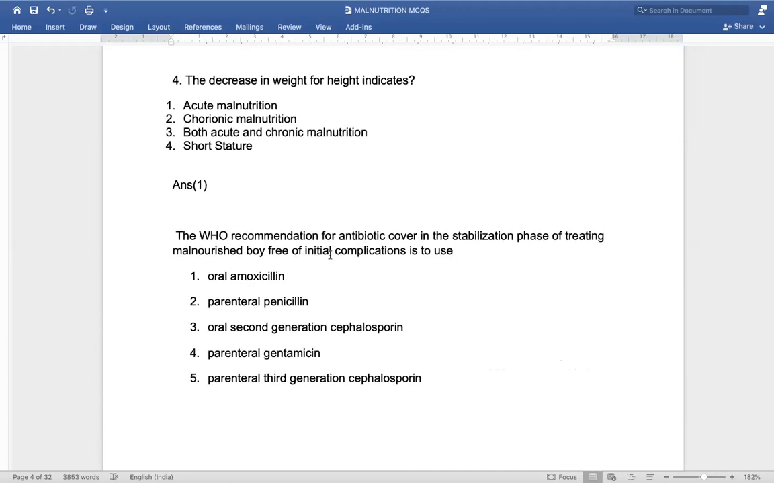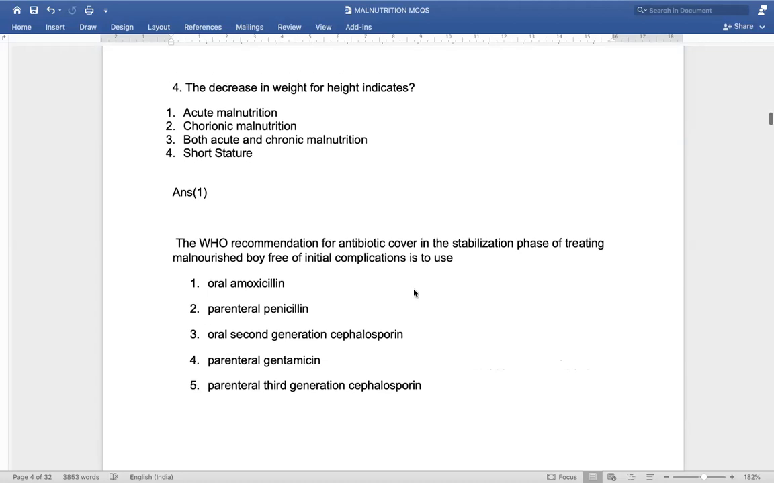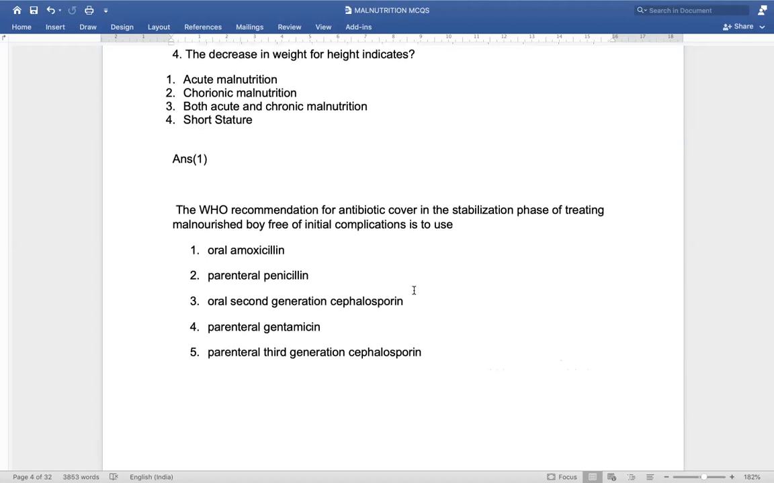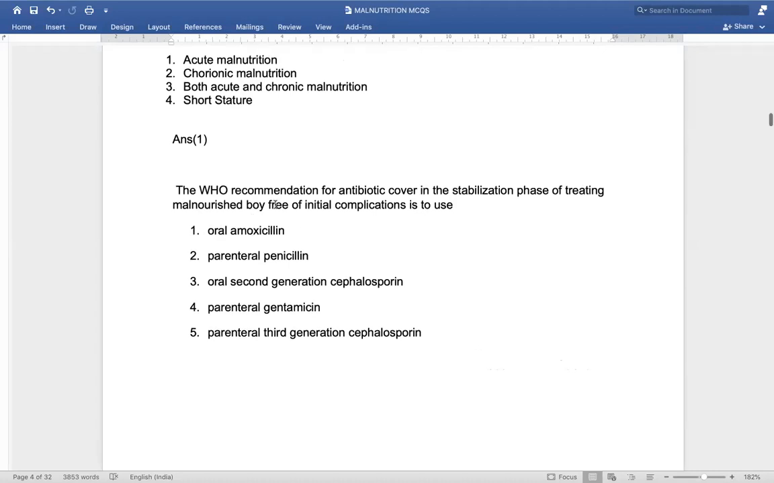So the next question is the WHO recommendation for antibiotic cover in the stabilized phase of treating a malnourished boy who is free of initial complications. So this is a severe acute malnutrition child. What do the WHO guidelines say for home-based or community-based treatment of severe acute malnutrition? What we have to give is oral amoxicillin for 5 days. Okay, so oral amoxicillin has to be given for 5 days.